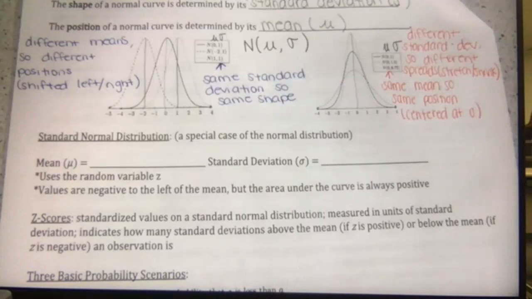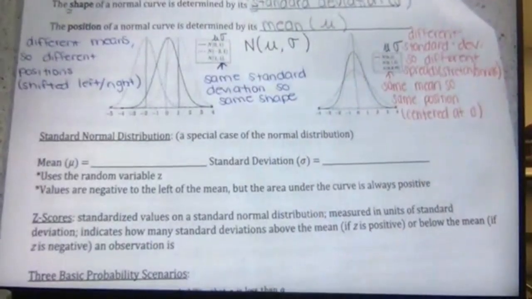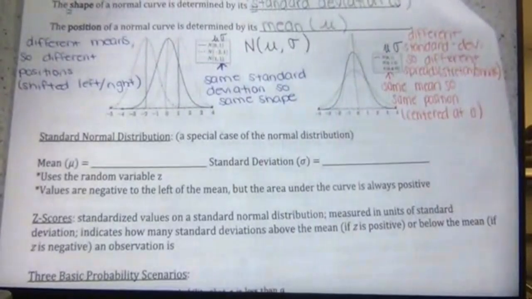I know it kind of sounds stupid, but this is what helps me, so maybe it might help you. I think of shape and standard deviation both start with S, whereas position and mean are the other one. But shape and standard deviation both start with S. That's how I remember which one's which.